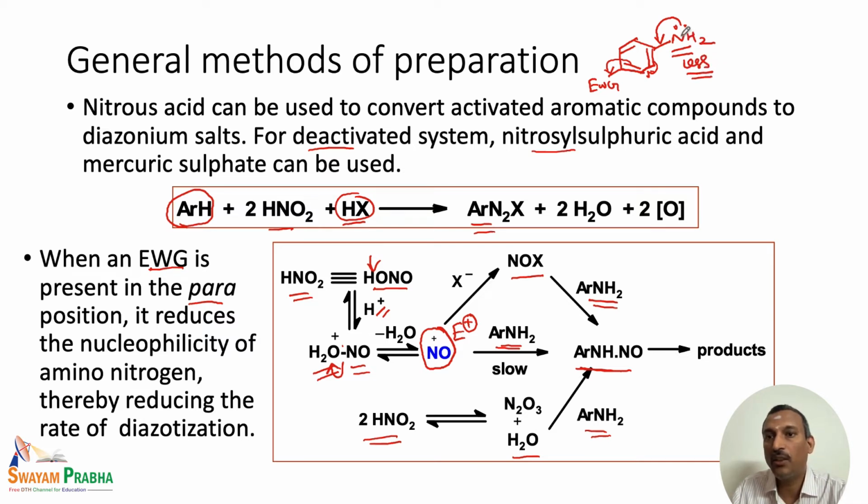When it is less nucleophilic in nature, it cannot actually react with the nitrosonium ion, which is the electrophile. So that is the reason whenever there is an electron withdrawing group present in the para position, that reduces the reactivity of the amino compound. This is one of the things we have to remember all the time. In other words, the rate of diazotization becomes very slow.